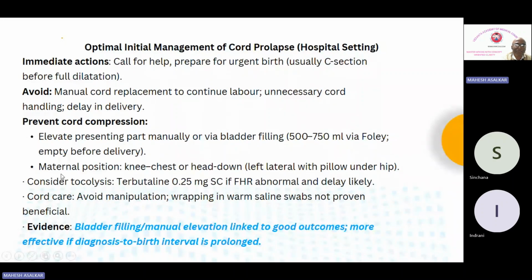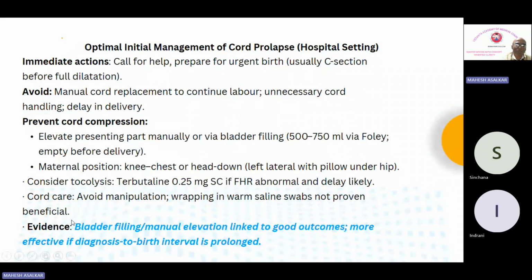Okay, remember this. Maternal position will be knee-chest or head down, left lateral with a pillow under the hip. Consider tocolysis, terbutaline 0.25 mg or 250 micrograms subcutaneously, if FHR is abnormal and delay is likely to happen. Then cord care: avoid manipulation. Wrapping in warm saline swabs is not proven to be beneficial.